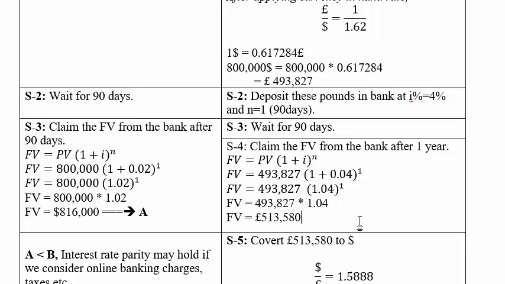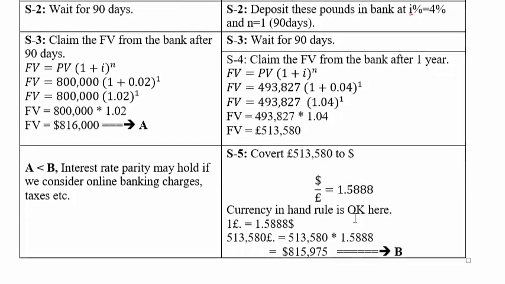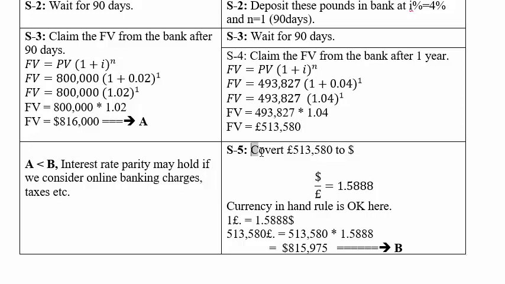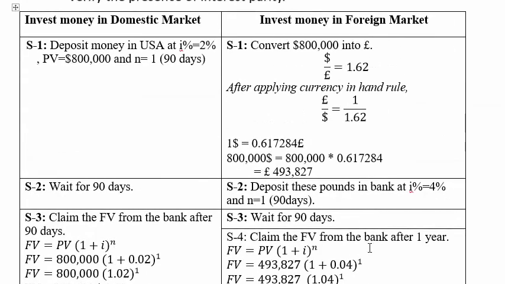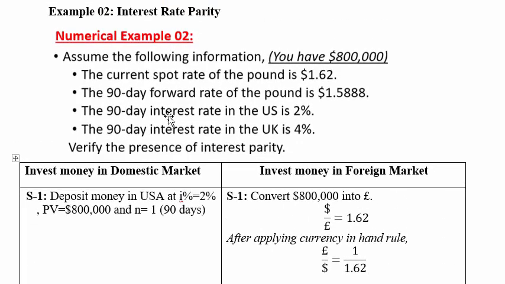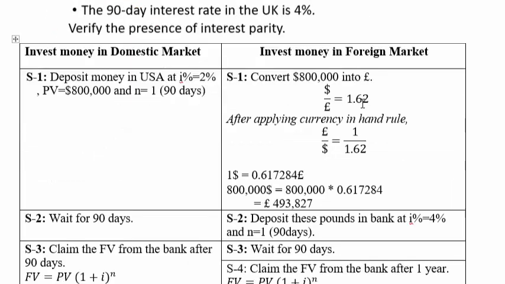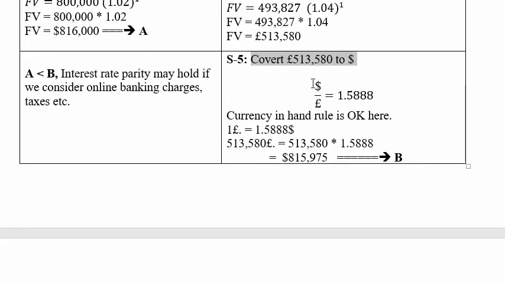Now I am a US citizen, and in order to pay my personal expenses and bills, I need dollars. I do not need pounds. So my last step would be to convert whatever I have received from the British bank into US dollars. And as I will do this conversion after 90 days, the forward rate will be applied, and the rate would be $1.5888 per pound. So this is the exchange rate, dollar divided by pound equal to 1.5888.